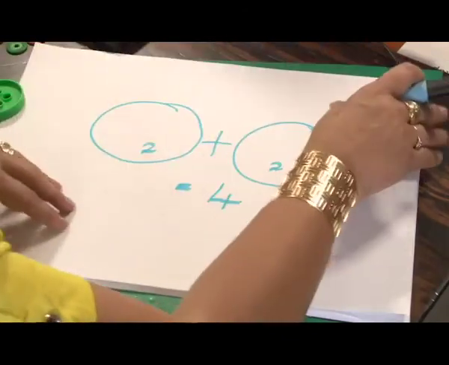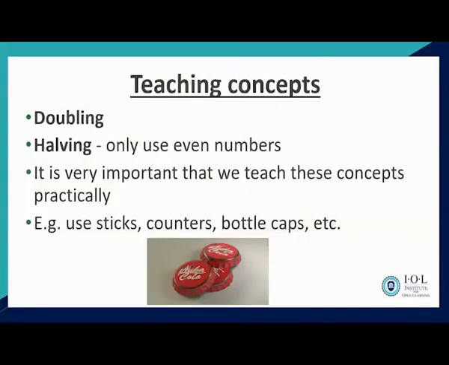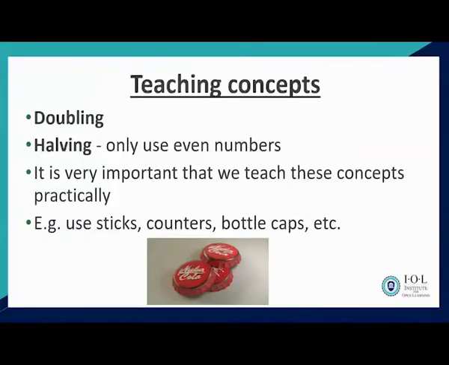What is halving? First of all, we need to know at this stage they do not work with fractions. So it's only whole numbers. So to explain halving, we need to use even numbers only. So it's 2, 4, 6, 8, 10. But like I already said, we should use small numbers.